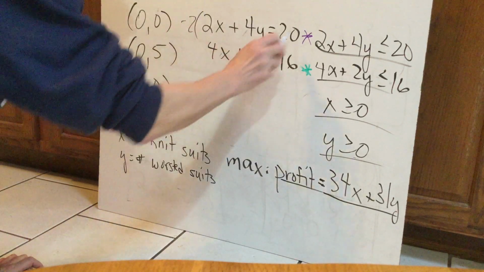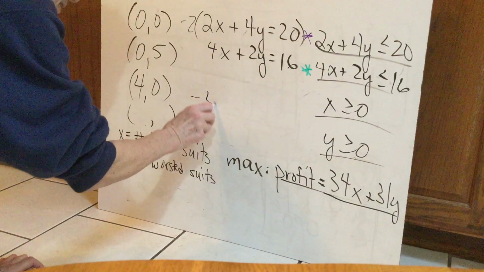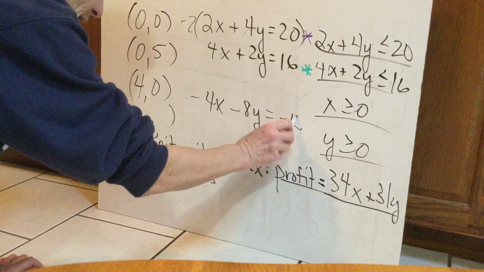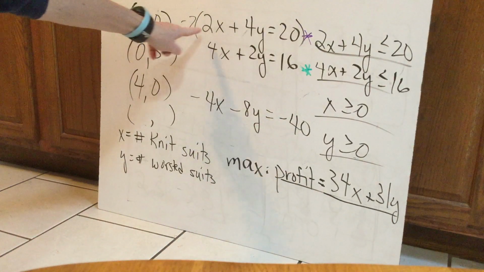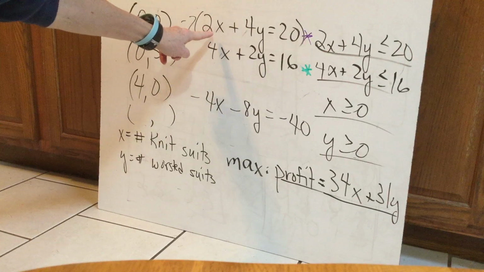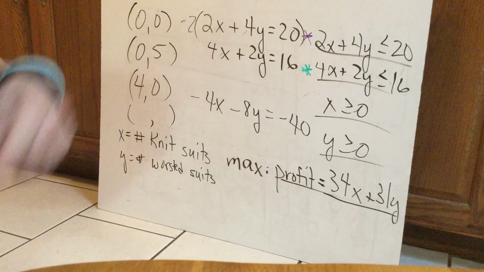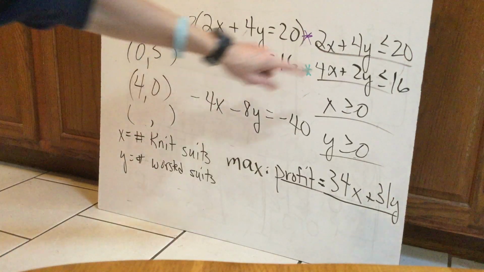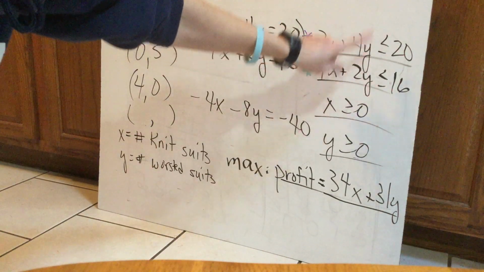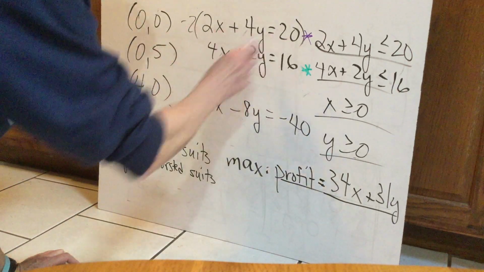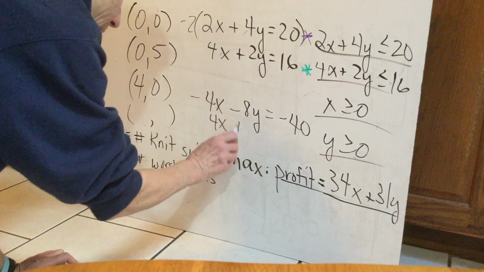So I'll multiply the top one by -2. So I have -4x minus 8y equals -40. I'm multiplying my top equation. And remember, we talked about this yesterday a lot: I know these are inequalities, but the only thing you use the inequality for is shading. Everything else, treat them like equations. All right, so I've multiplied the top one by -2. I'm going to add it to the bottom one.